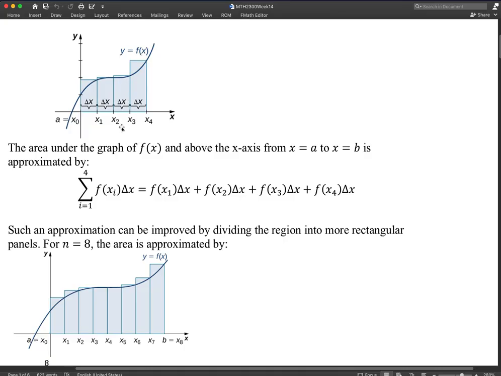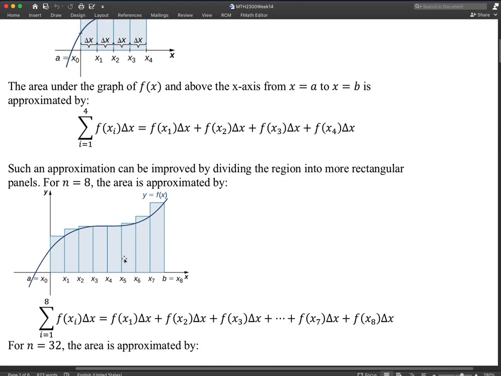And then indeed it can be verified numerically. But anyway, for this class, I'm going to skip the detailed calculation here. I'm just saying by dividing the region into more smaller panels, the accuracy of the approximation can be improved. Indeed, it can be improved a lot.